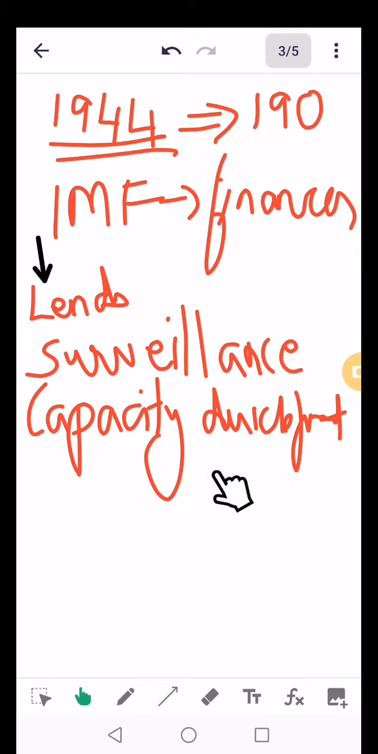It builds the capacity of member countries by explaining to them what policies they can adopt, what they should be doing in the present situation. So by providing advice, by identifying certain risks in the world economy, they are helping. Okay, so these are the main things which IMF does.